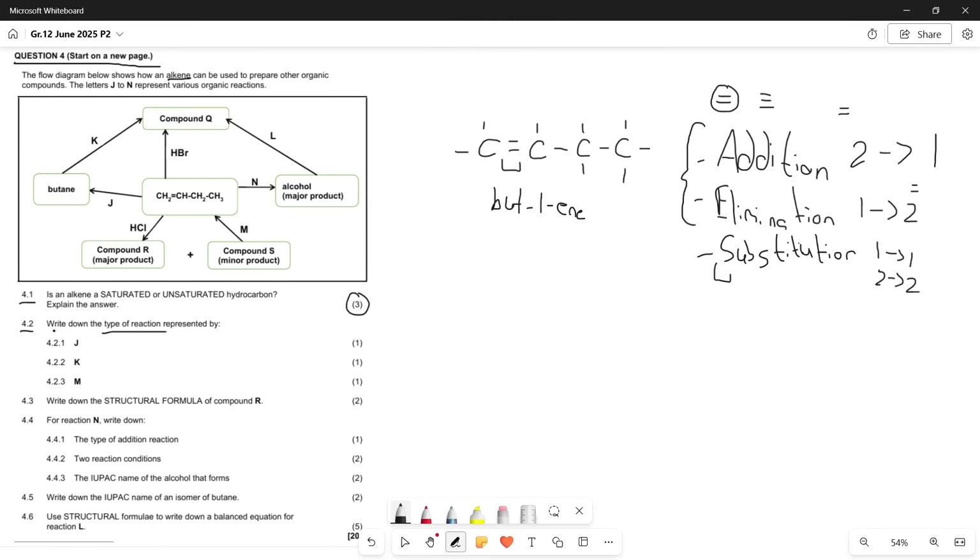So with that, 4.2, write down the type of reaction represented by. 4.2.1, we have J over here. So a reminder that this is the but-1-ene that we're dealing with, and then something happens. Sometimes they draw the thing on the line, sometimes they don't. But in this case, this plus something maybe goes to butane, which means that we went from but-1-ene to butane.